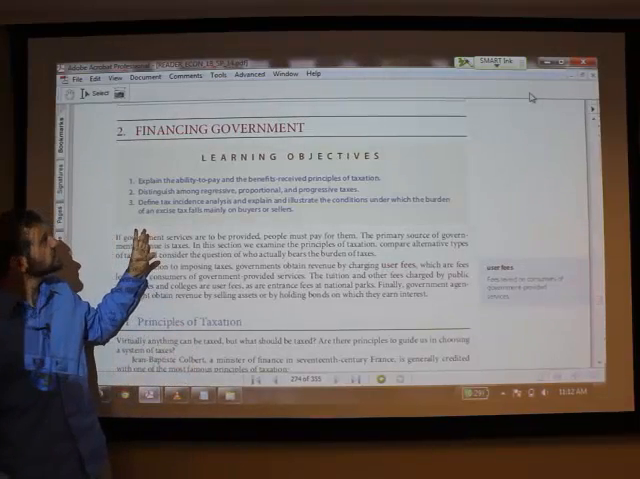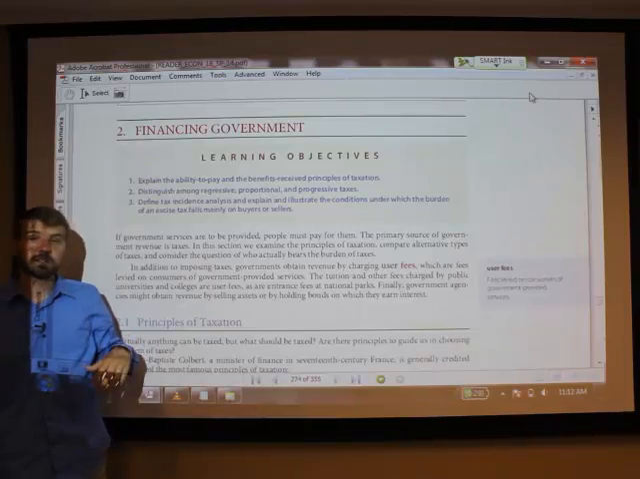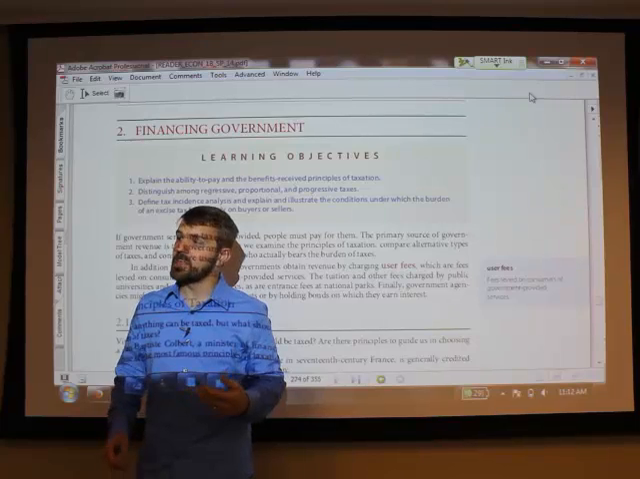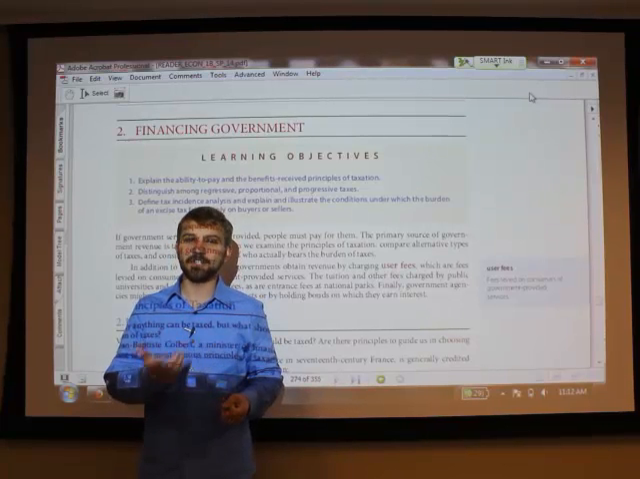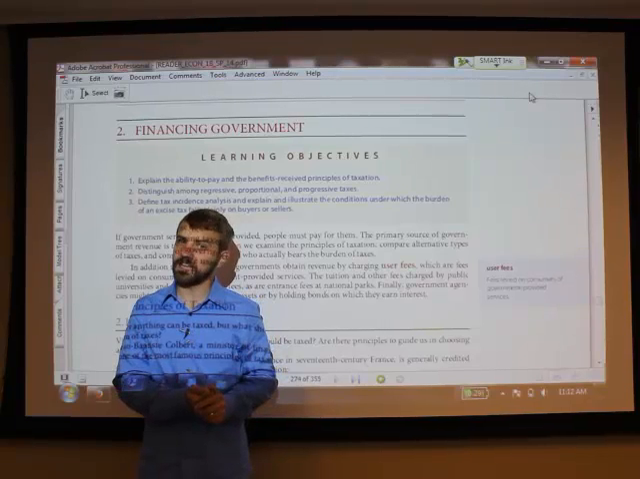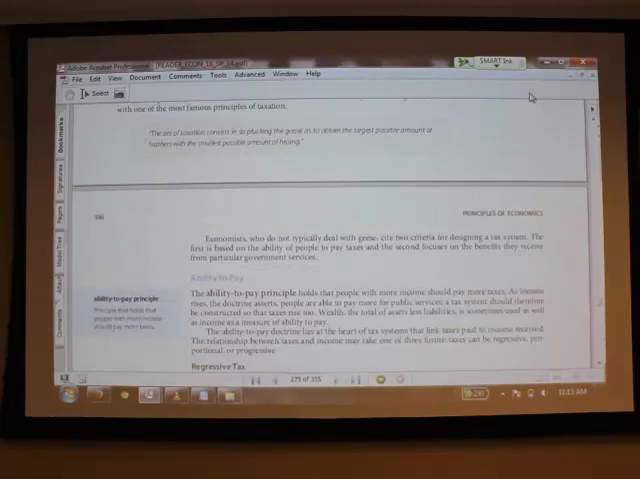Chapter 15, Section 2 is on financing government, and we're going to look at some definitional issues associated with taxation, and then we're going to look at taxation in terms of a supply and demand diagram, and you're going to learn something very counterintuitive about taxes. Okay, first some definitional issues.